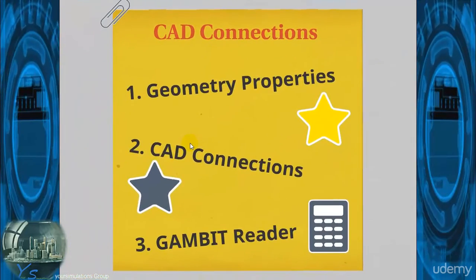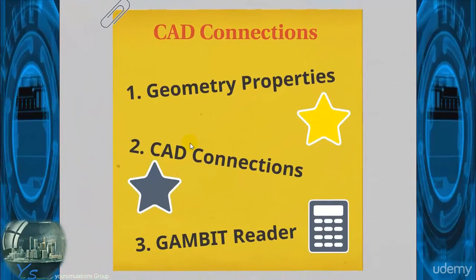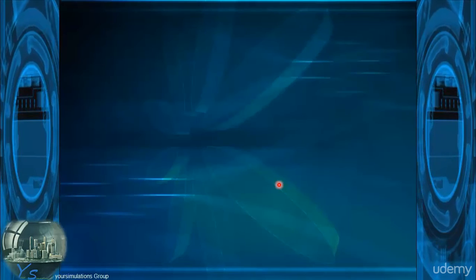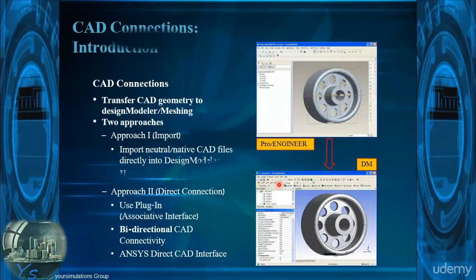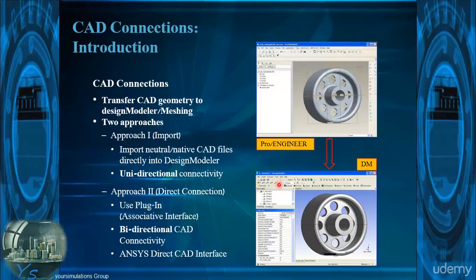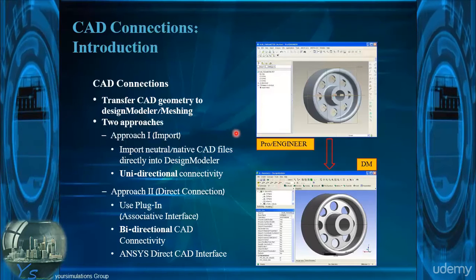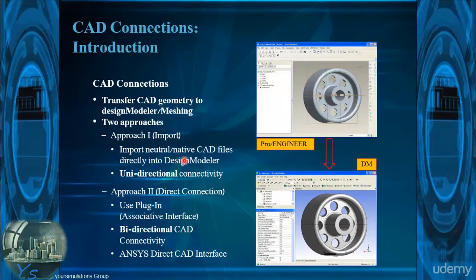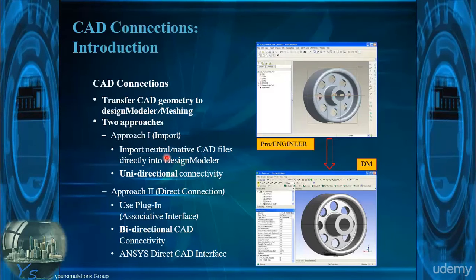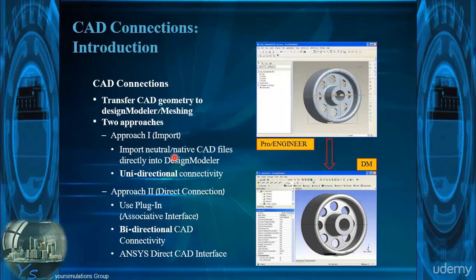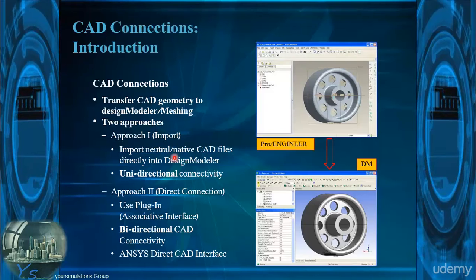So there are two key methods for transferring geometry between the CAD system and design modeler in Workbench. The first approach listed here is simply the direct import. So we take the geometry from the CAD system and we transfer it directly across to design modeler.